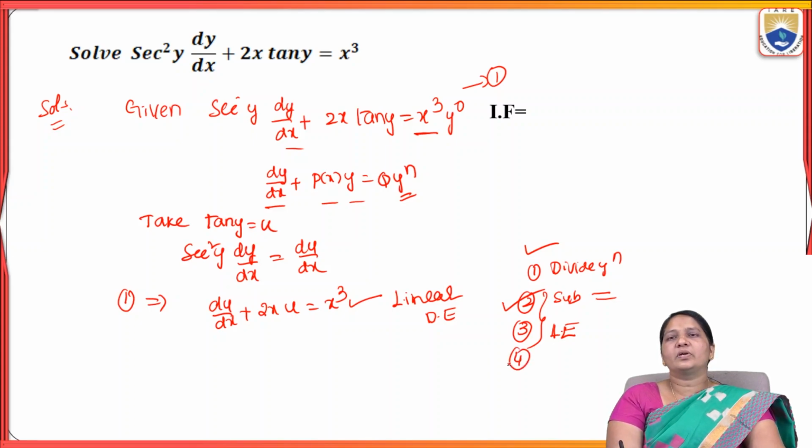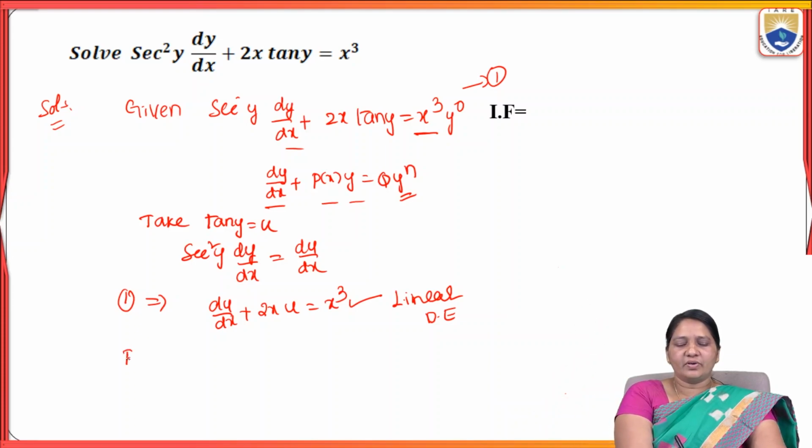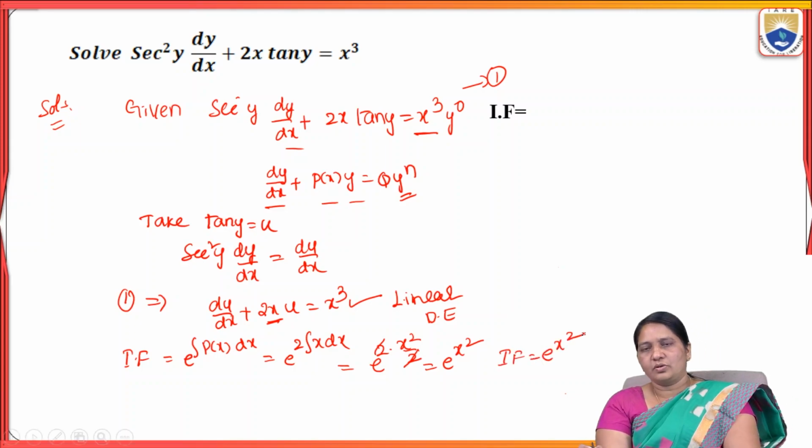So what is the step after getting the linear differential equation form? We have to calculate the integrating factor. In the final step, we are going to calculate the general solution. So here we are going to calculate the integrating factor. What is the integrating factor? Integrating factor equal to e power integral p of x dx. So what is the p of x value here? P of x value is 2x. So e power 2 integral x dx. That means e power 2 into integral x is x square by 2. So 2 will be cancelled. Finally, this is e power x square. So integrating factor is e power x square.